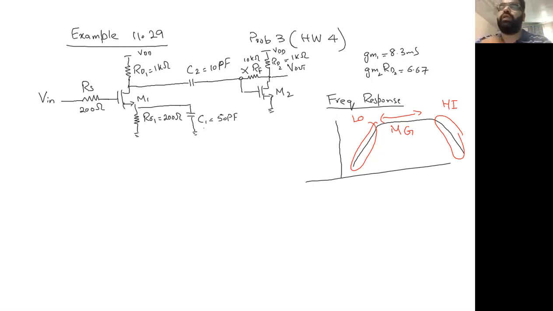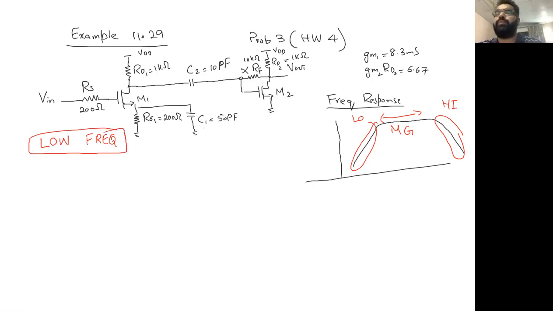So first start with the low frequency response, and just to clarify again, in Problem 3 of Homework 4, you are only going to use the low frequency capacitances which are provided in your problem. You don't have to bring in CJD and CJS just for Problem 3. Okay? For the others, it's also mentioned.